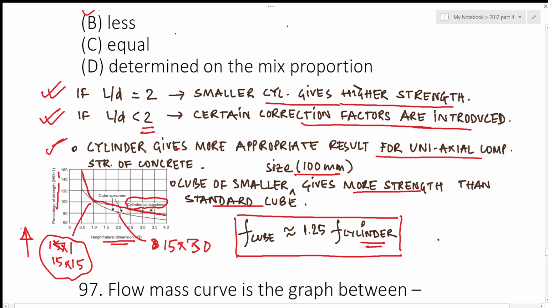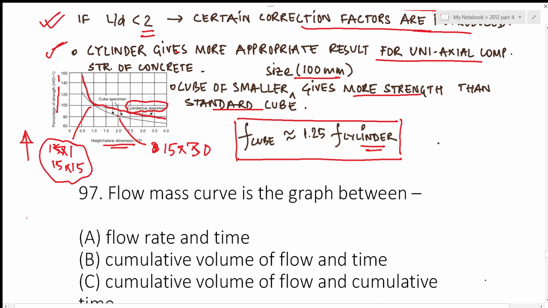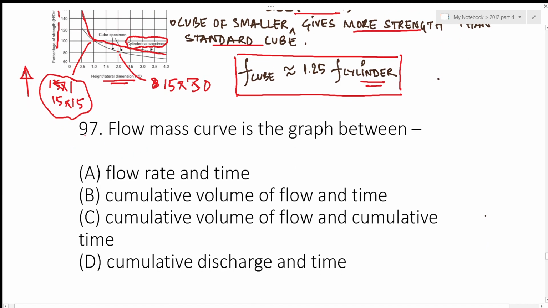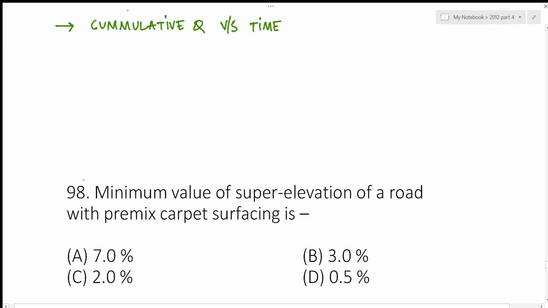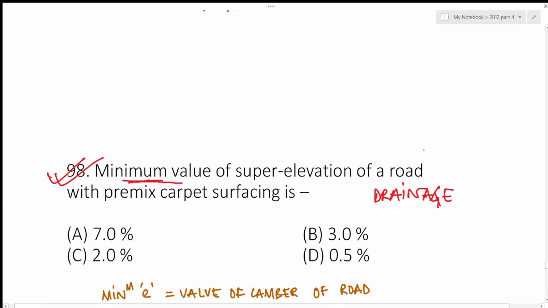Next question is, flow mass curve is the graph between cumulative discharge and time. Next question is, minimum value of super elevation of a road with premix carpet surfacing is. Now we have to keep a minimum value for super elevation because of the drainage conditions, to not allow the water to stay on the roads. We need to have a minimum super elevation on every road.